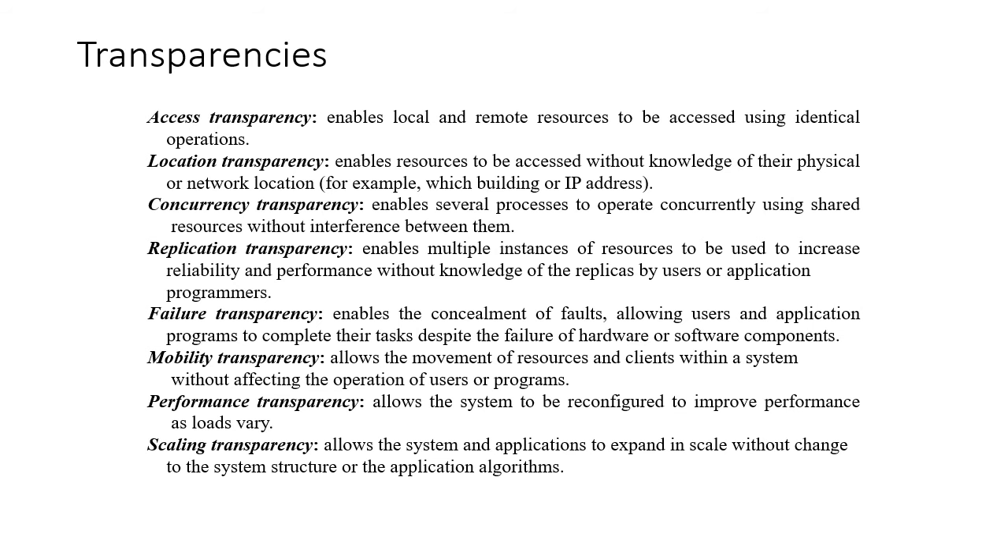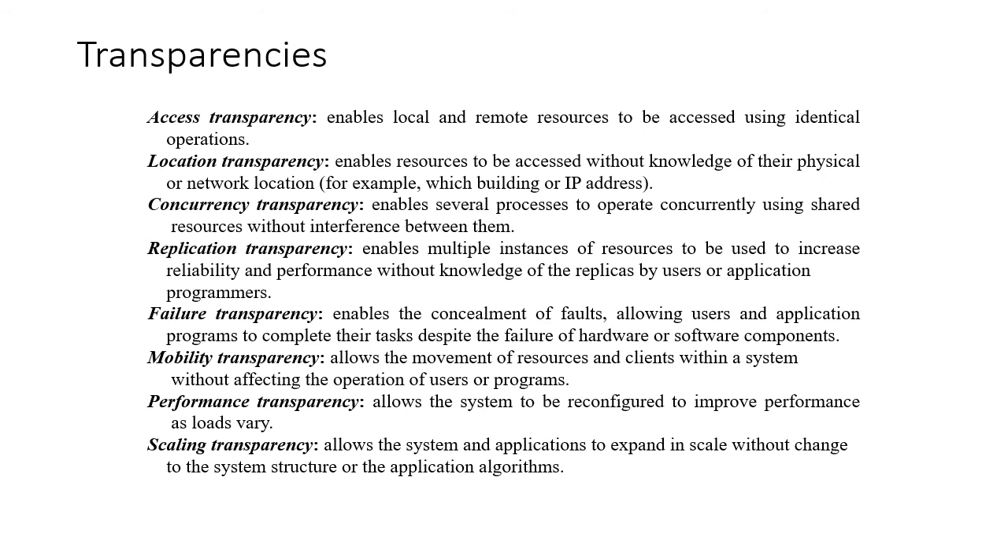As I told you in the previous slide, transparency will be discussed in the coming slide. The transparency refers to hiding information from the user. So, access transparency. Access transparency here means that the user should not be able to tell whether he is accessing the resources from the local system or from a remote system.